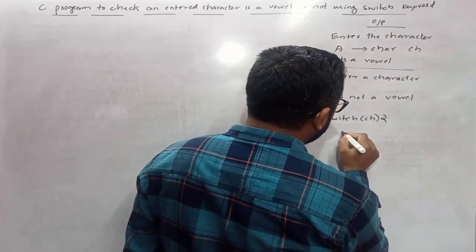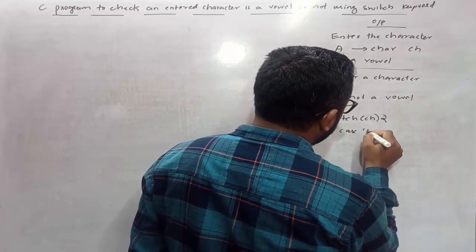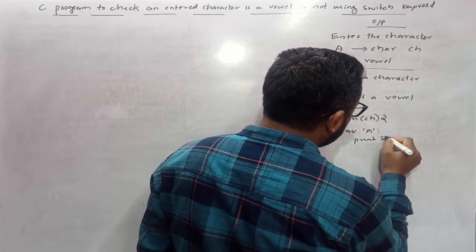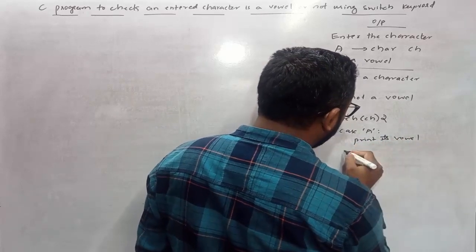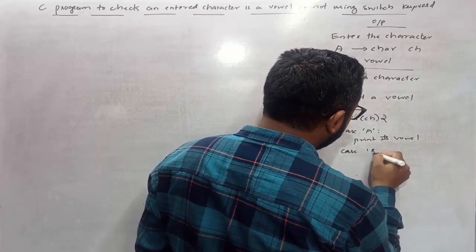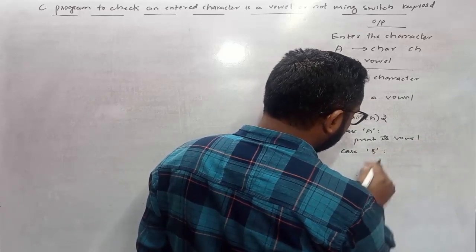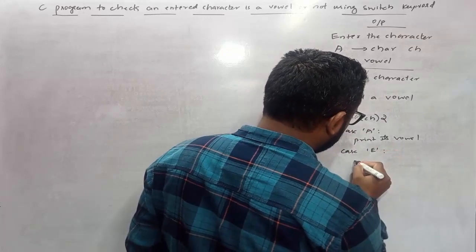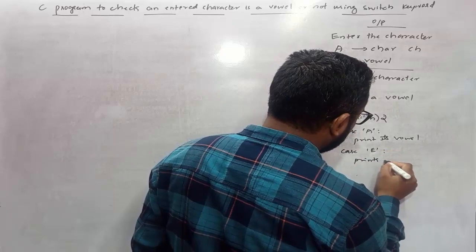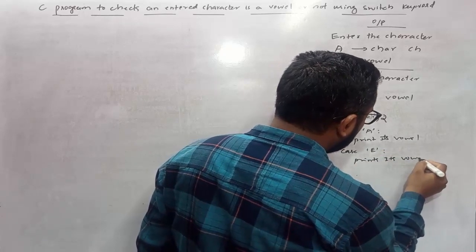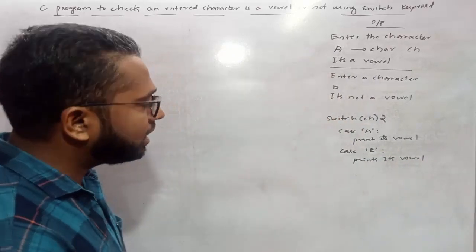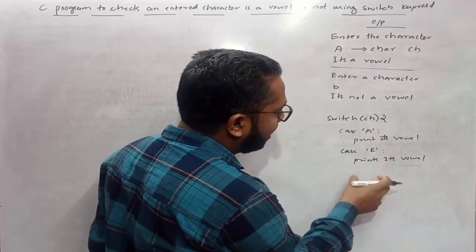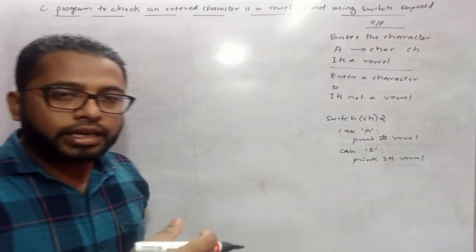Switch, case a, print it's a vowel. Case 2, which is e, print it's a vowel. Okay, so like this I'll be testing the value of ch with each and every one of these cases, where I have stored all the vowels a, e, i, o, u.